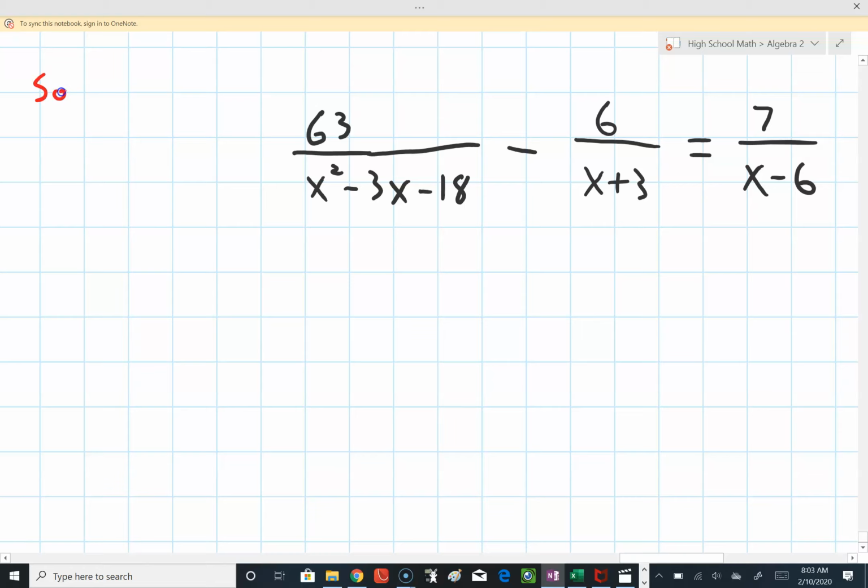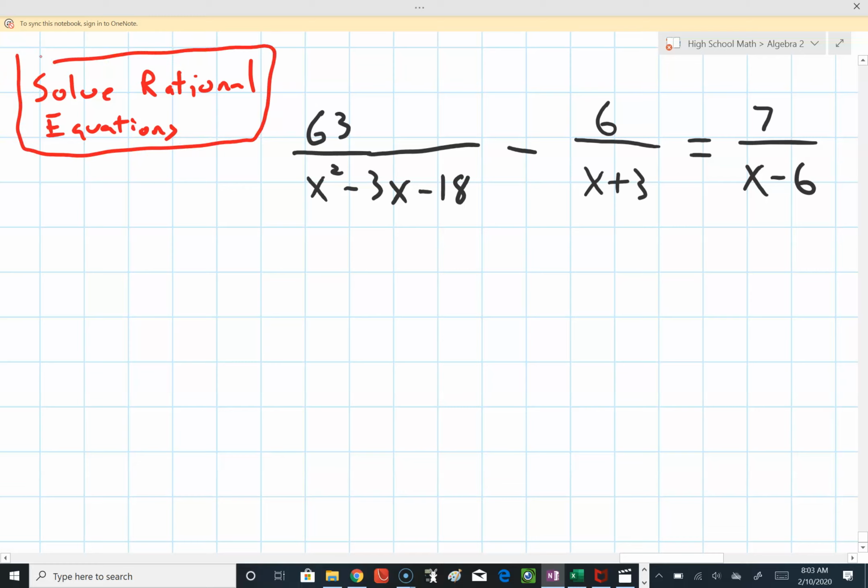Solve rational equations. It's not how you spell rational. Try not to abbreviate here. Solve rational equations. Step 1.